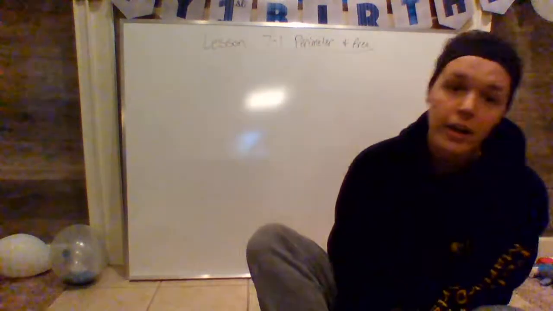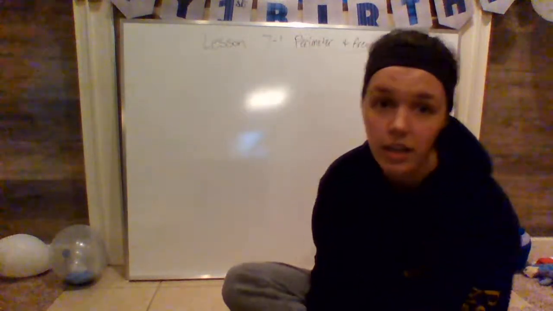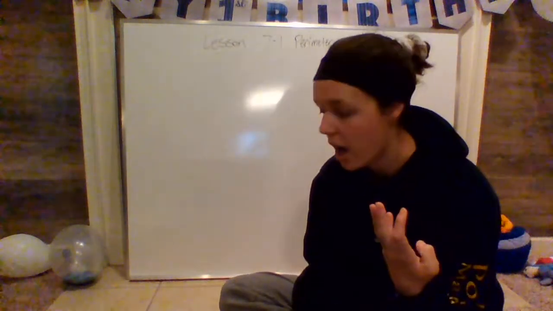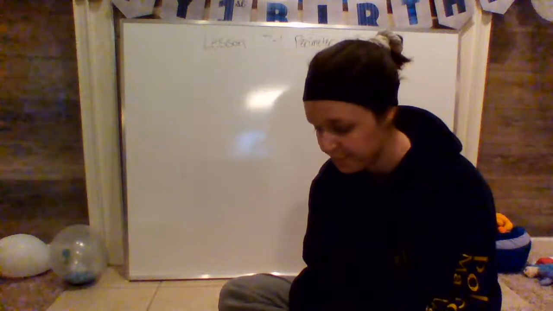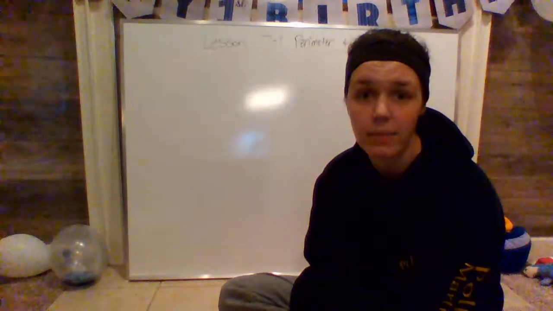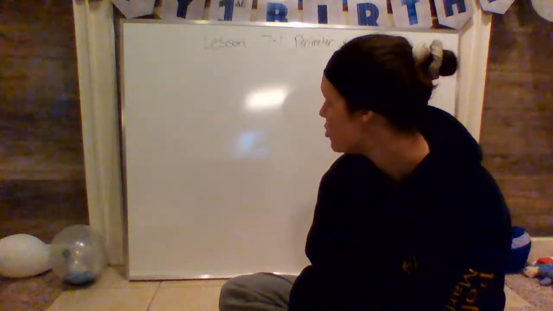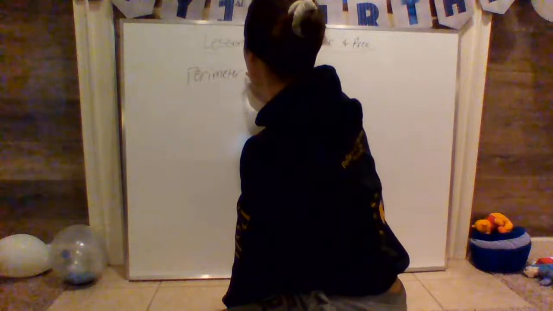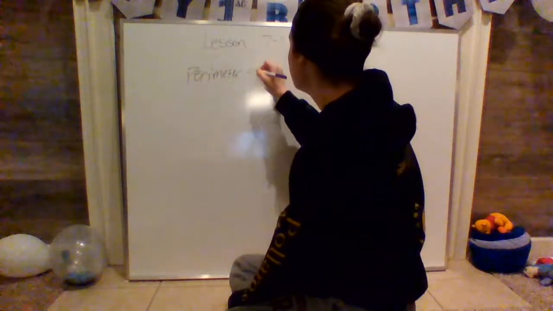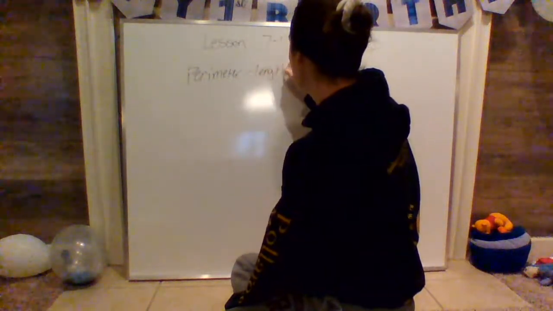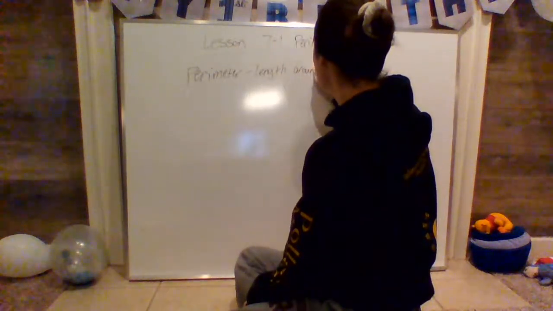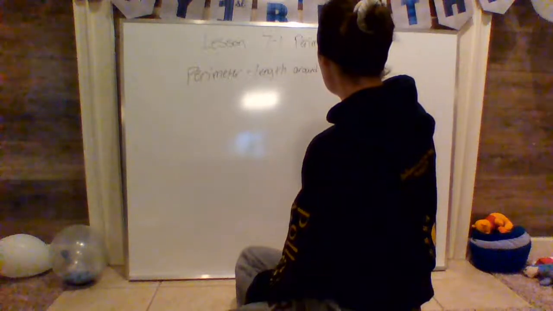Okay, perimeter and area. So we're talking rectangles, squares, triangles, trapezoids. We're gonna save circles for later, but we're just gonna start with basic shapes. So hopefully you know perimeter in basic terms is the length, or I guess distance, around a shape.